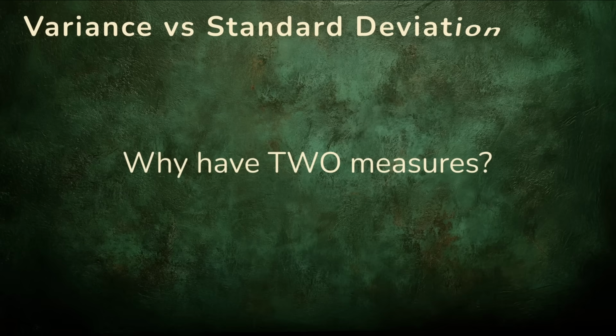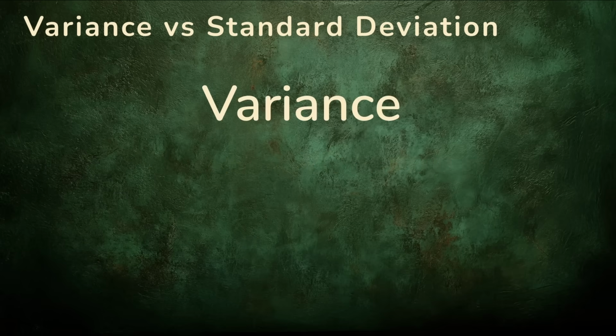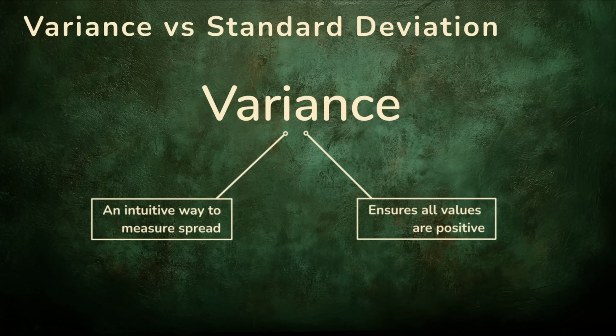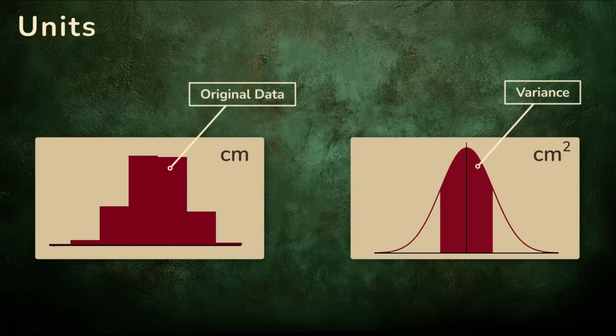Now you might wonder, why do we have 2 different numbers that measure the spread of the normal distribution? The variance gives us an intuitive way to measure spread. By squaring the differences from the mean, we ensure that all the values are positive, which makes sense when we're talking about distances. But there's a complication: units. If your data is in centimeters, then the variance is in square centimeters. That's harder to interpret. So we take the square root.